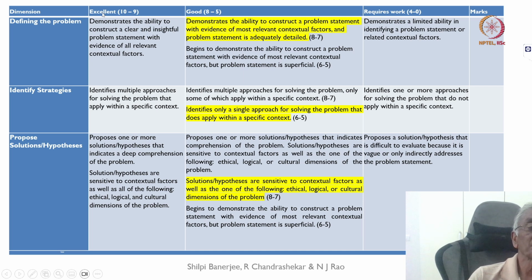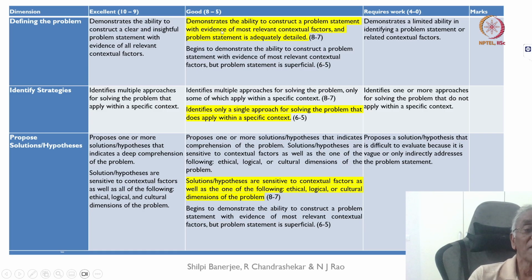Now let us look at this. Excellent means here it demonstrates the ability to construct a clear and insightful problem statement with evidence of all relevant contextual factors. One can show an ideal example also. The instructor can show how it can be written and expect the student to follow that procedure. And in good, you have 8 to 5. This is further broken into 2 ranges, 8 to 7 and 6 to 5.